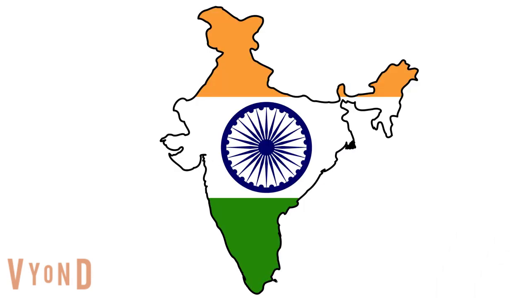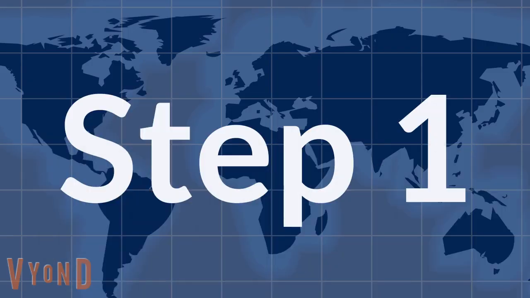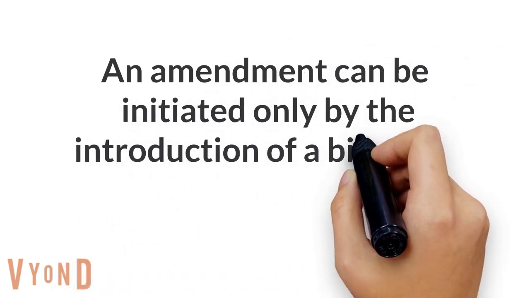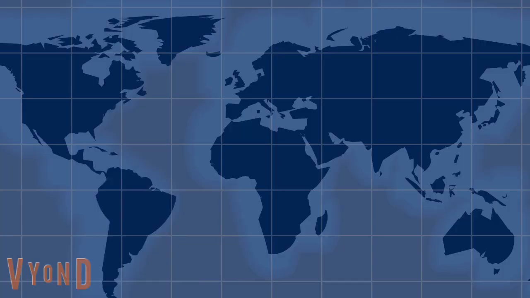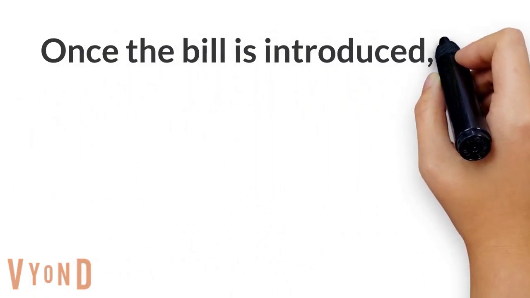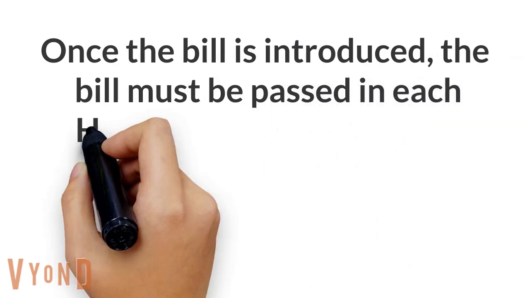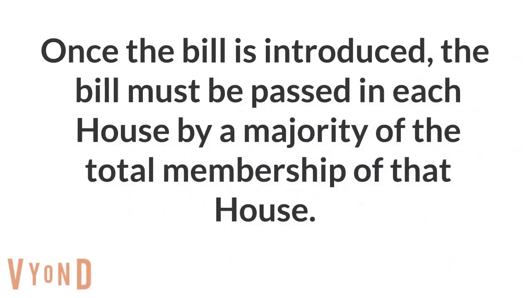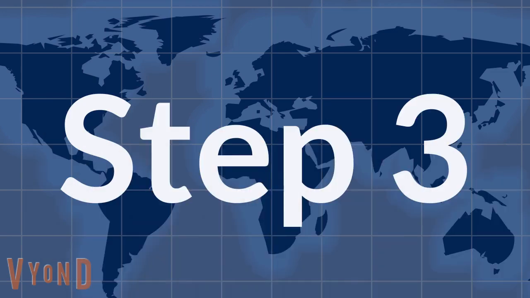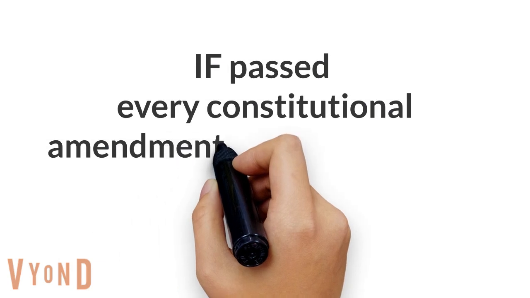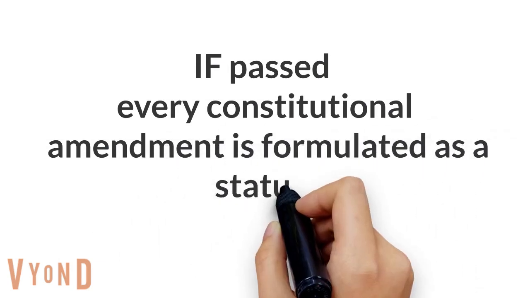India. Step 1. An amendment can be initiated only by the introduction of a bill in the House of Parliament. Step 2. Once the bill is introduced, the bill must be passed in each house by a majority of the total membership of that house. Step 3. If passed, every constitutional amendment is formulated as a statute.